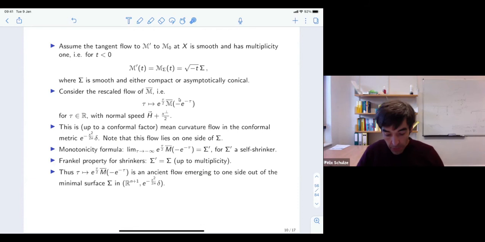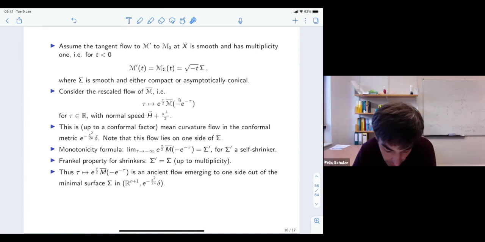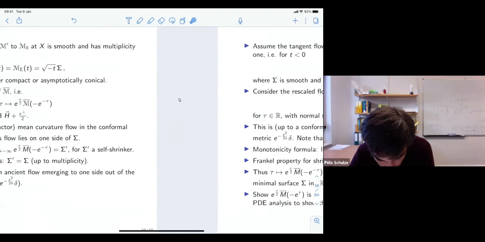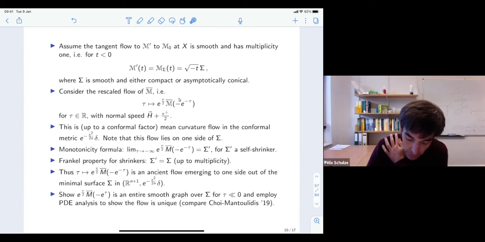So there's a first eigenfunction for the steepest descent going out of that, for the index here. You can prove, since this flow is on one side so the height function is positive, that the evolution is governed by the first eigenfunction of the second variation of this minimal surface. The idea is then you prove that this flow for very large negative times is an entire smooth graph over this self-shrinker, and use PDE analysis to prove that the flow is unique. So that's the idea.